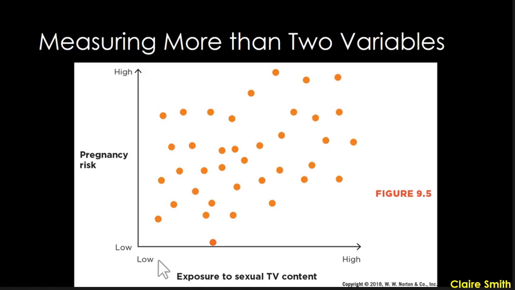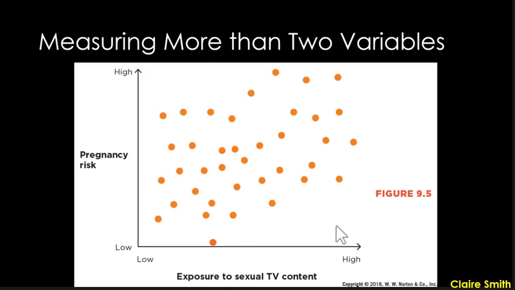Researchers wanted to see if there was a relationship between exposure to sexual TV content, so lots of kissing, intimate scenes, that type of thing. If the more exposed individuals were to sexy TV, as your book called it, what effect that had on their risk of getting pregnant. So you could just measure those two variables, measure how often someone watches sexual TV, and measure the risk, how often they get pregnant, I suppose.